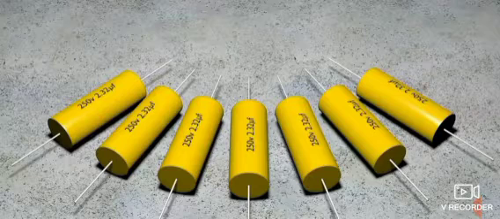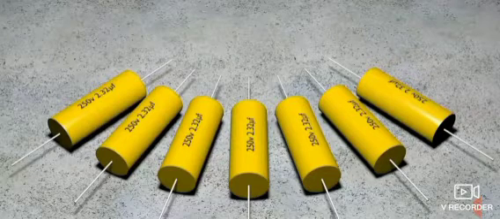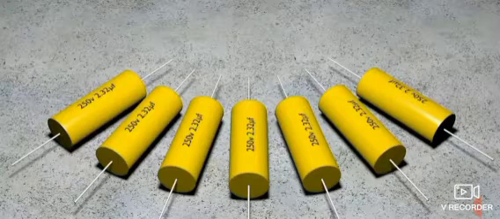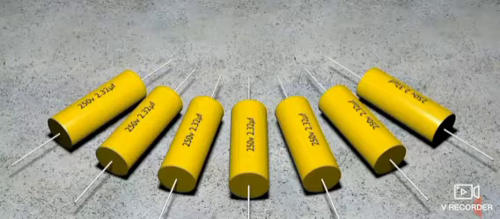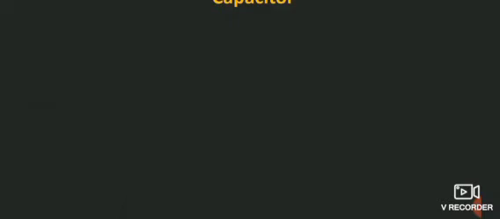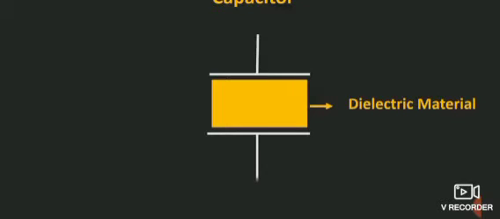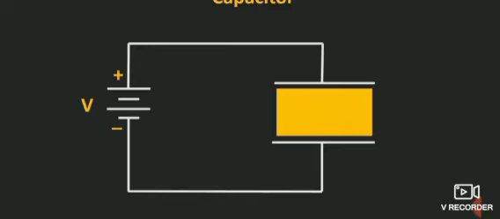Students, in this class we are going to discuss the concept of capacitance and the energy density stored in the capacitance. First, let us see what a capacitor is. A capacitor is an electrical device which consists of two conductors separated by a dielectric medium. A dielectric medium may be glass or mica, or sometimes it may be air.